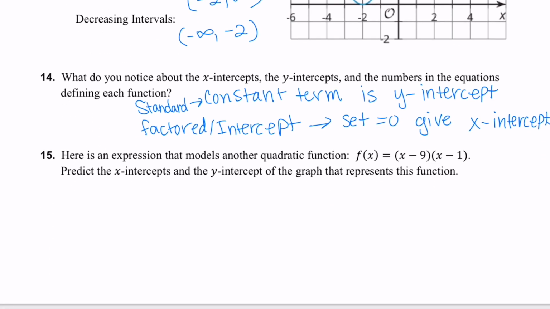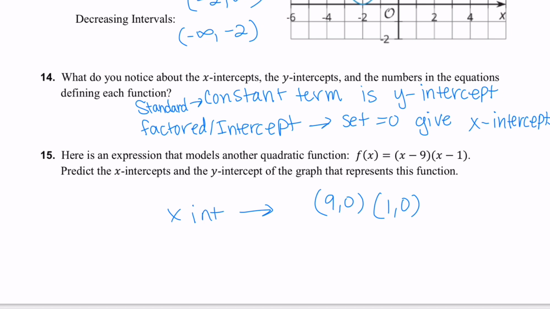Okay, so if I have this factored form, I'm going to take each piece and set it equal to 0. So x minus 9 is 0, so I have one at 9, 0. And I add 1 to each side, I have one at 1, 0. These are my x-intercepts.